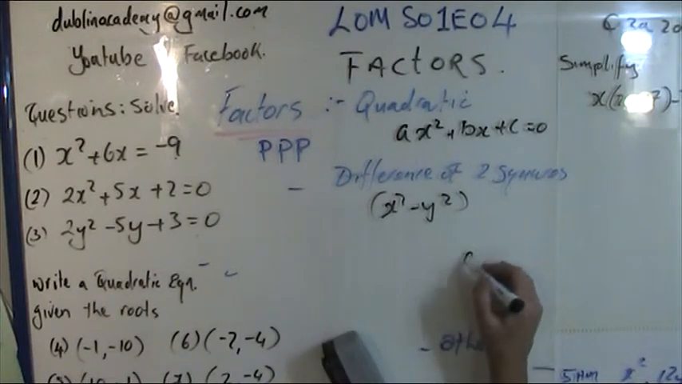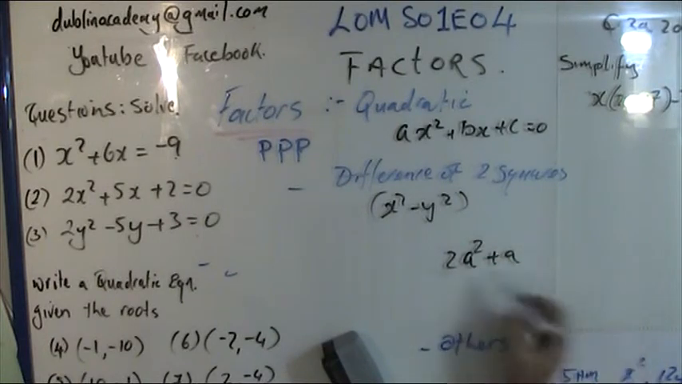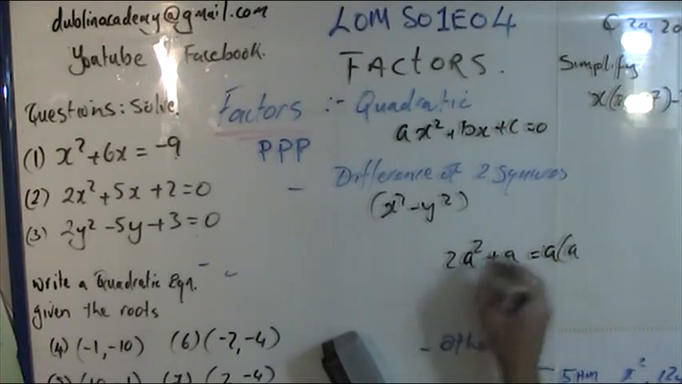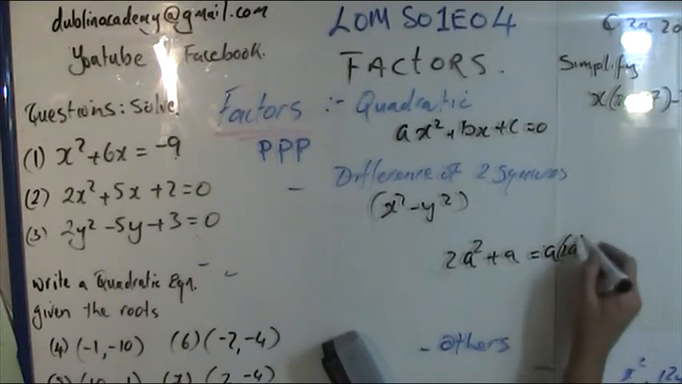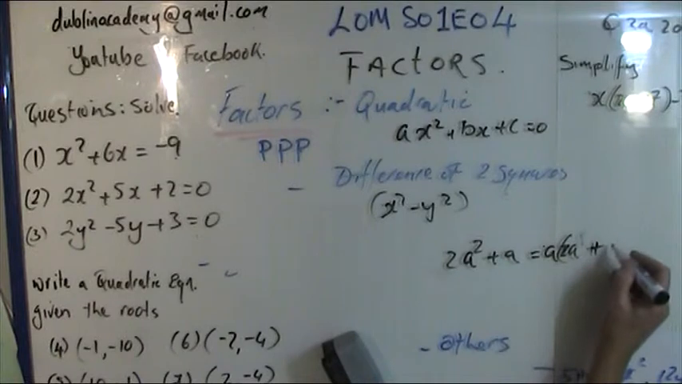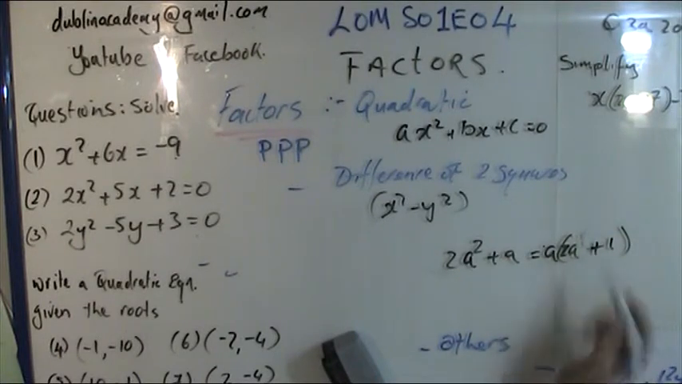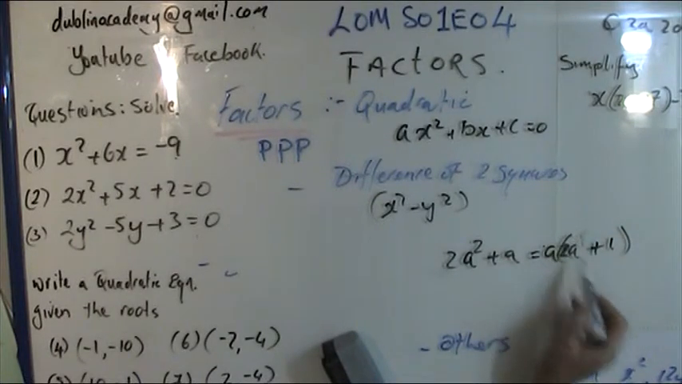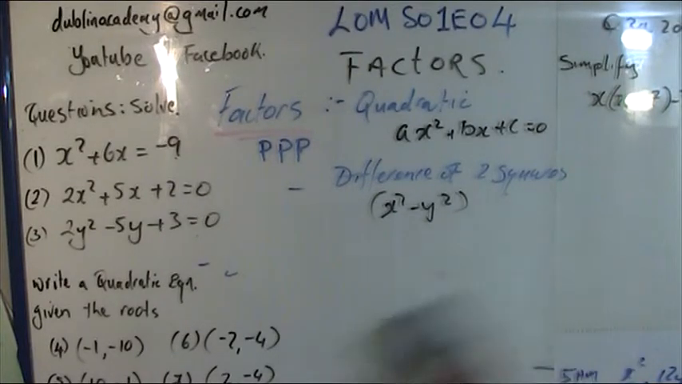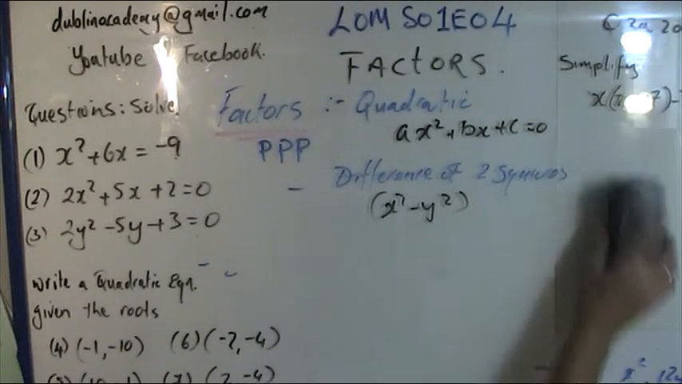We also have others, like 2a squared plus a. Now we know that the common factor here is a, so that's going to be equal to a times what will give me 2a squared, which is 2a. Do you see that? So I'm taking the common factor a, by what will give me a, by 1. So that's factorized: a times (2a plus 1). Those are different. That's grouping common terms. You very rarely get those, but they will ask them in questions. They will throw them up.